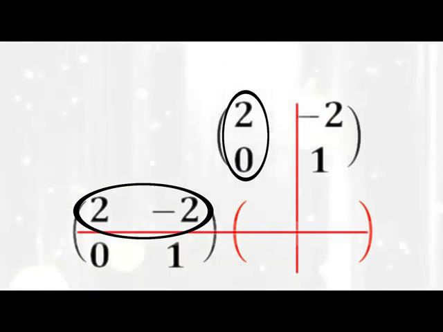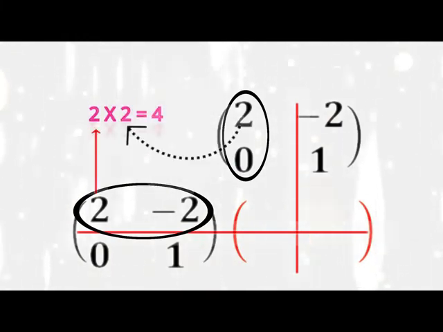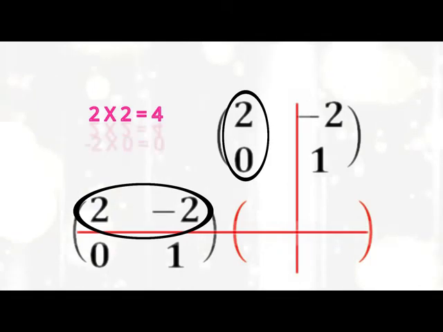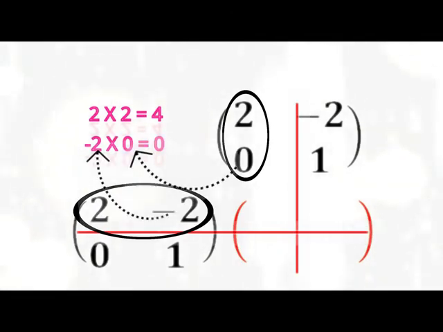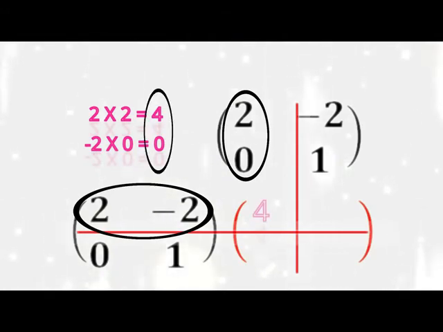So we multiply the first number in the row with the first number in the column. So 2 times 2 equals 4. And then the second number in the row with the second number in the column. Negative 2 times 0 equals 0. And then we add those numbers together. 4 plus 0 equals 4. And 4 goes to that position.